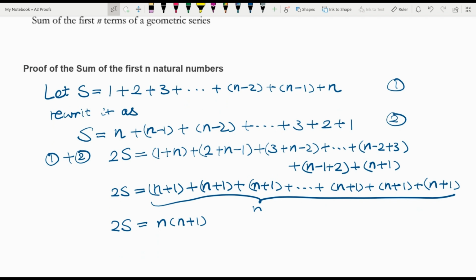And we divide by 2 on both sides. That gives you the sum of the first n terms is 1 over 2 n times n plus 1. That concludes the proof for the sum of the first n natural numbers.